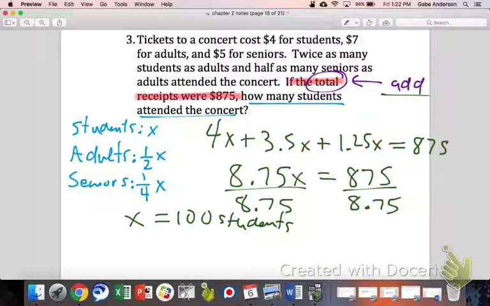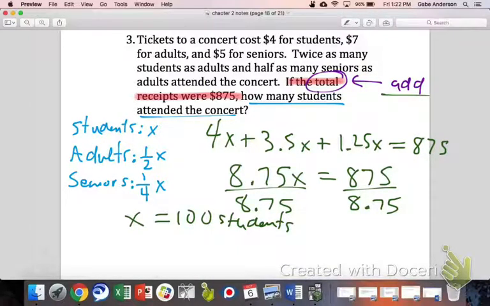Certainly other things could be asked here. Let's just ask them now. If there were 100 students, how many adults showed up? 50. And how many senior citizens? 25. So those are other questions that could be asked along with this one, but we've answered it, so I don't think we have to do that.